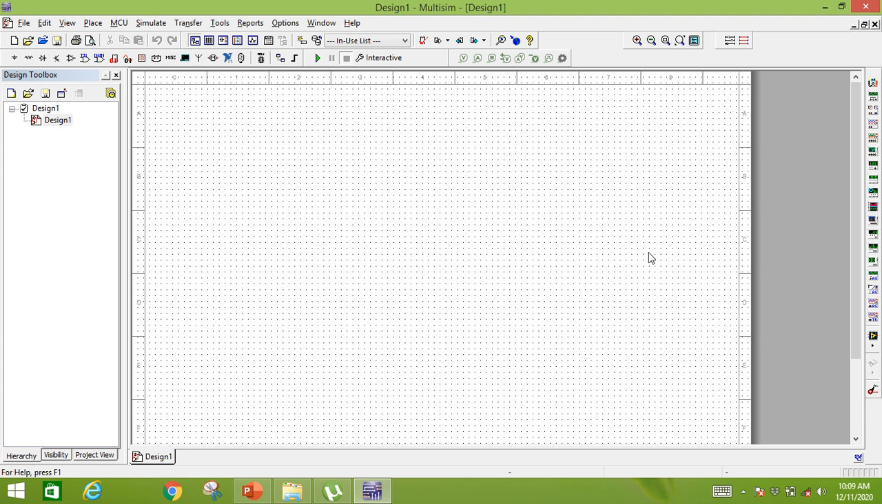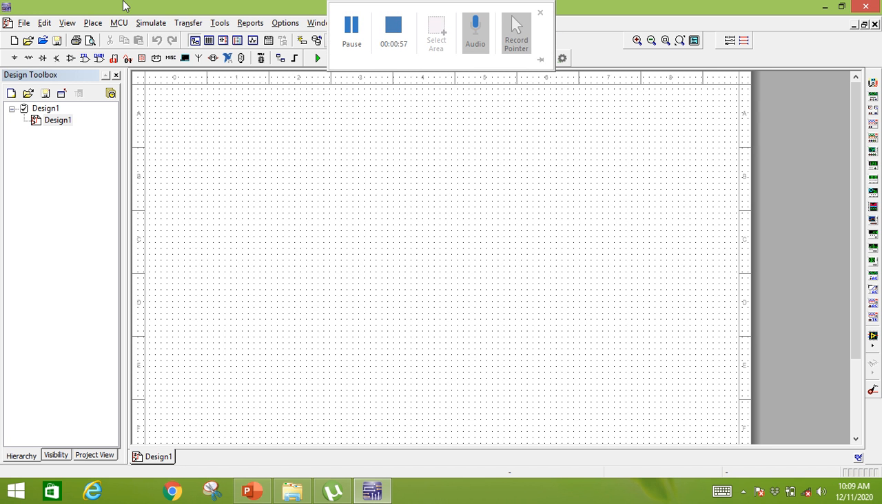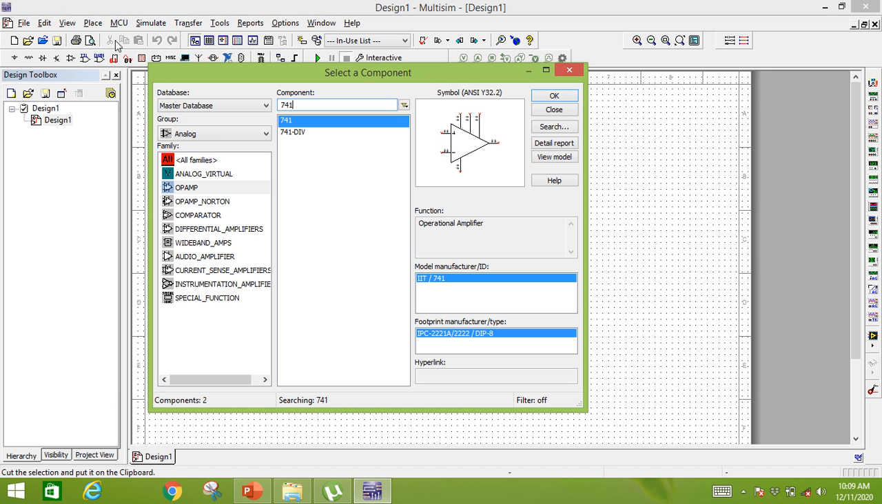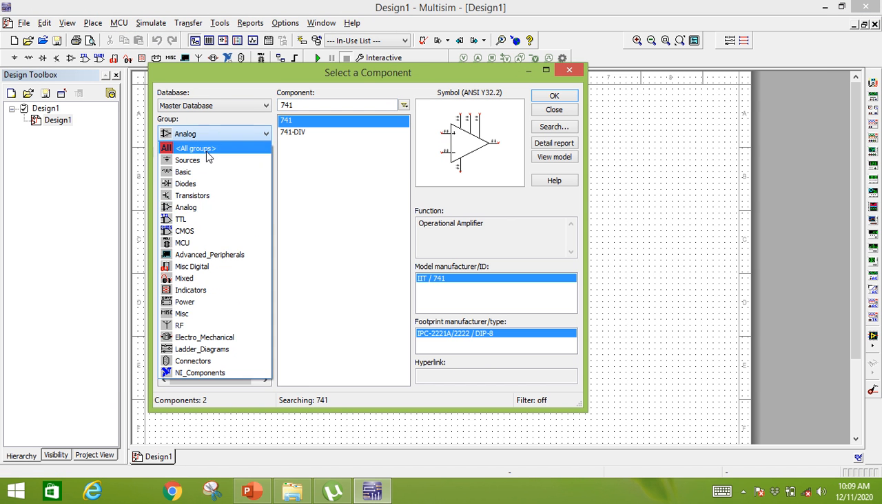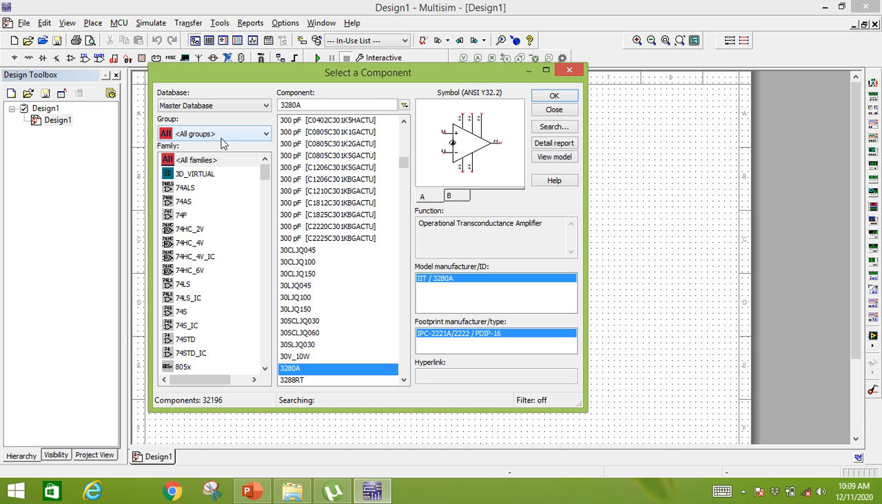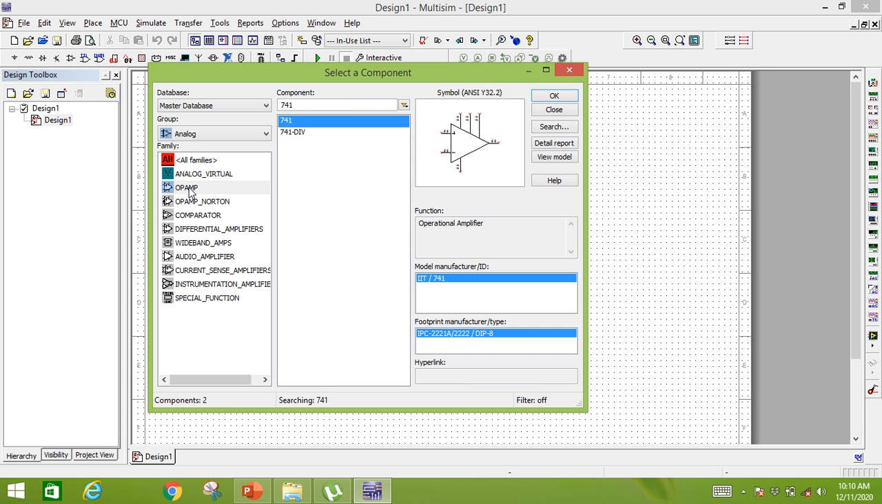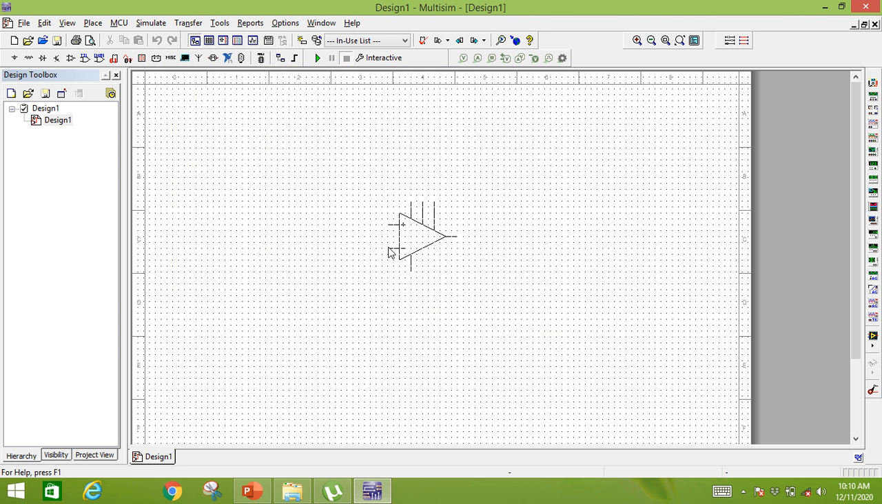So first let's construct the circuit of the non-inverting voltage amplifier. We will go to place components. Here we have all groups. In all groups we have to select analog, and in analog we have to select the op-amp. In op-amp we have different op-amps, so we have to select the 741 op-amp. This is the 741 op-amp, and we will place it here.